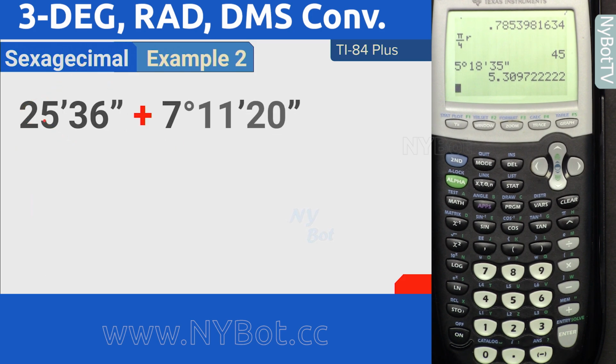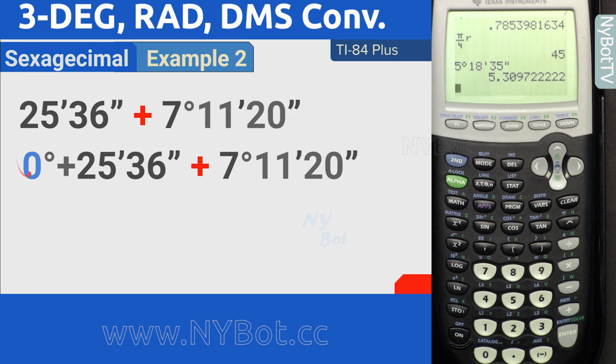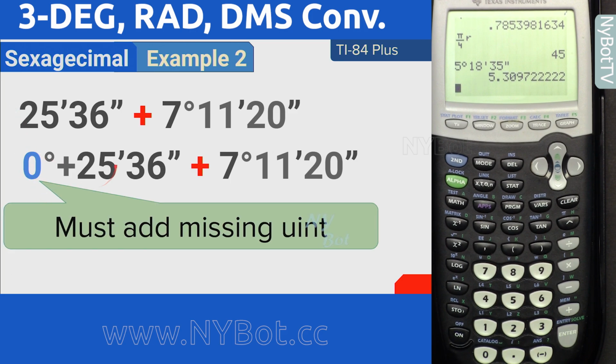Example 2, we want to add 25 minutes and 36 seconds plus 7 degrees, 11 minutes and 20 seconds. This is now missing the degrees, so you must add the unit that is missing with 0. If the minute is missing, just add it. So we have to add it like this.